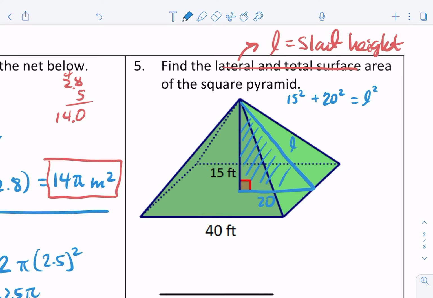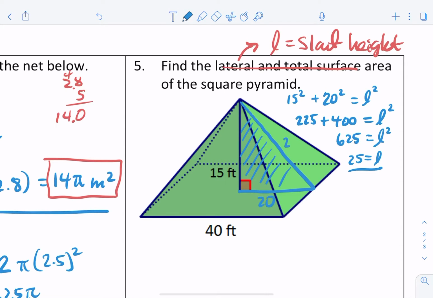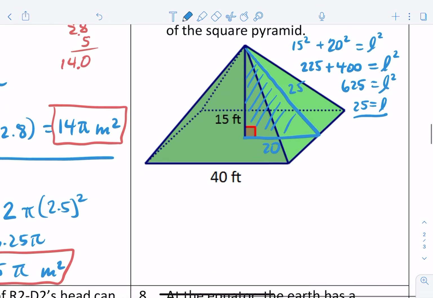Hey, what's 15 squared? 15 times 15 is 225. How about 20 squared is 400? Why did I put an equal sign there instead of a plus sign? Nobody knows. And that should be equal to L squared. Add these things up, I get 625, of course. And what's the square root of 625? It is 25. All right, I found our slant height. Our slant height is 25. I'm going to go ahead and write it in here. And now we are ready to find our surface areas, both the lateral and the total surface area.